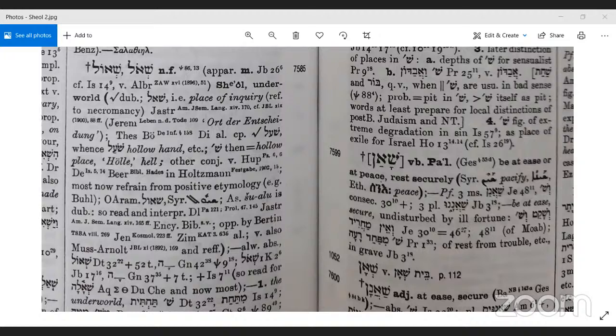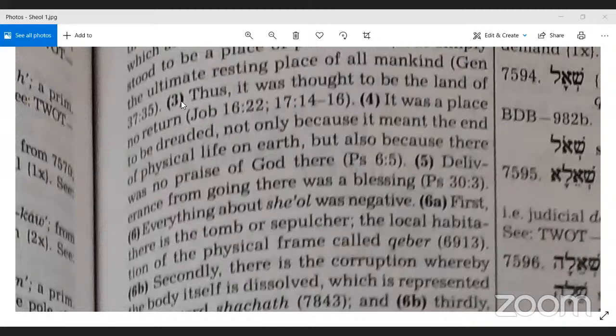Okay, so 3. Are you sharing your screen, Dr.? I don't see where we left off. Okay, let me redo it. Okay, 3. Thus it was thought to be the land of no return. And I think that's a good point. Thought to be the land of no return.